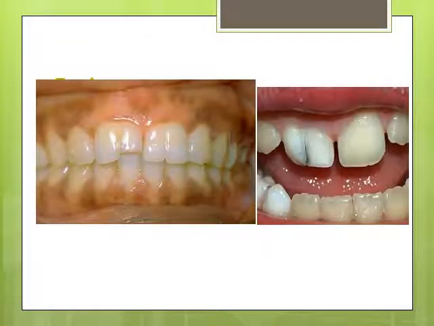Now we will discuss gemination and fusion. In the gemination stage, as you can see here, there is division of a single tooth germ. When the single tooth germ begins to divide, there may be a notch present between the two teeth. It tries to divide, the division is incomplete, and there is a slight ditch over here.